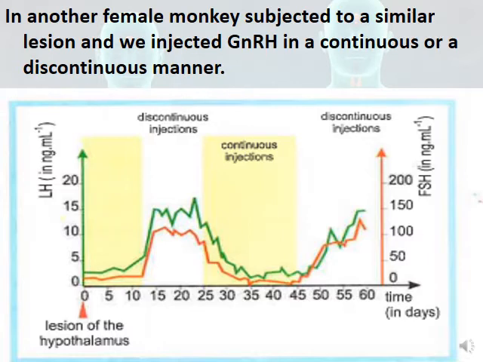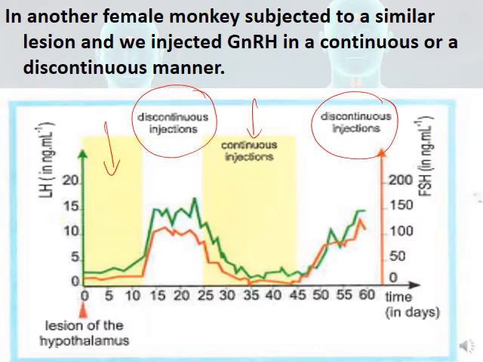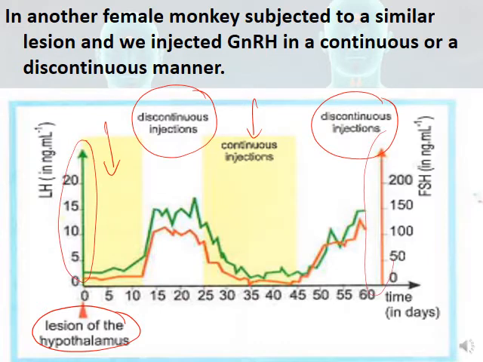In another monkey subjected to a similar lesion, we injected GnRH in a continuous or discontinuous manner. The continuous injection is shown in yellow, and the spaces here are the discontinuous injections. Upon the lesion of the hypothalamus at time 0, here we have the levels of LH and here the levels of FSH. At day 0, there were minimum levels of LH and FSH.